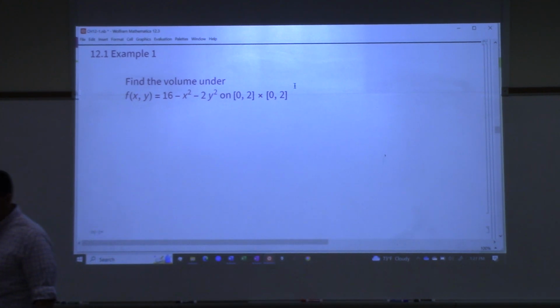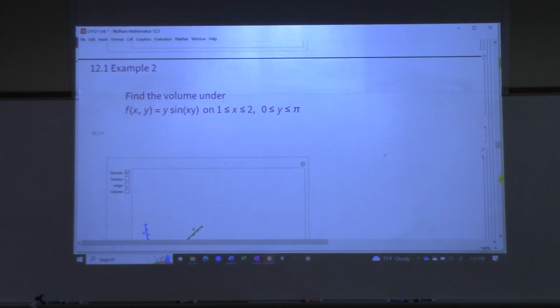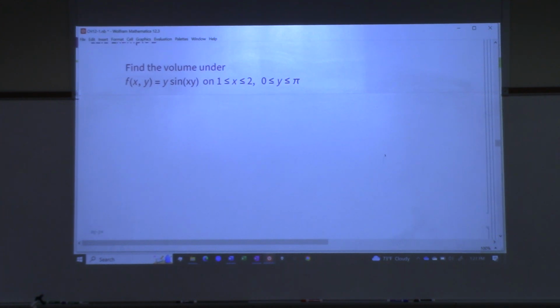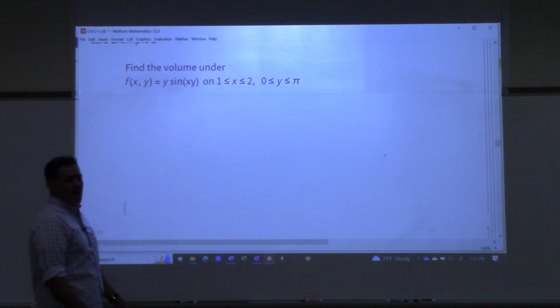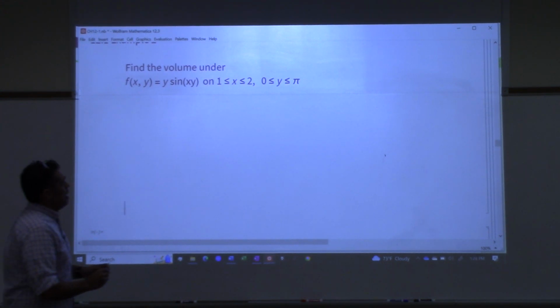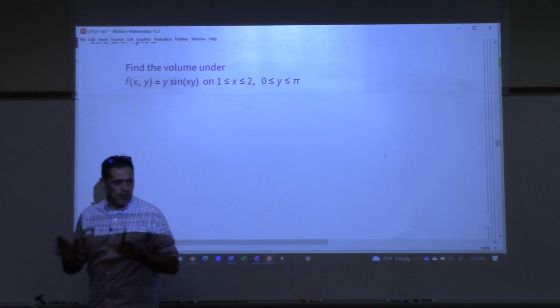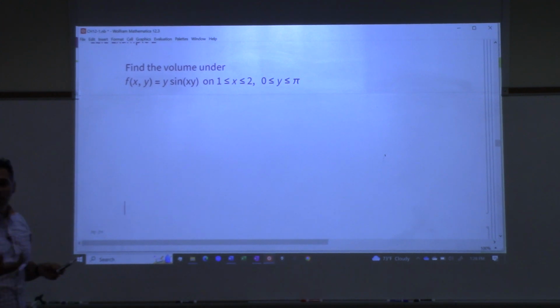All right, let's see where we're going next. Find the volume under y sine xy on x between 1 and 2 and y between 0 and pi. So notice that my x and y restrictions here are not the same numbers this time, right? It's not 0, 2, 0, 2. It's 1, 2, 0, pi. So I need to just be careful when I write things down.